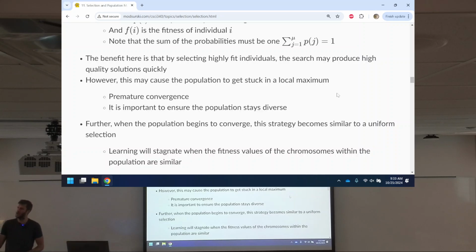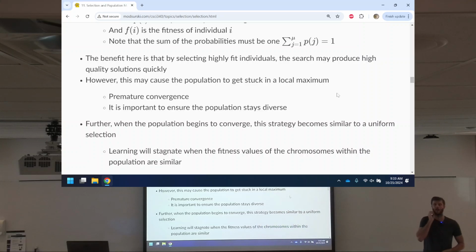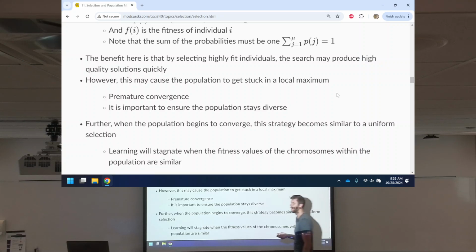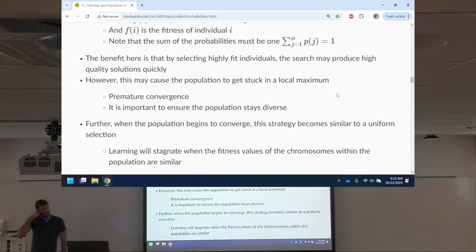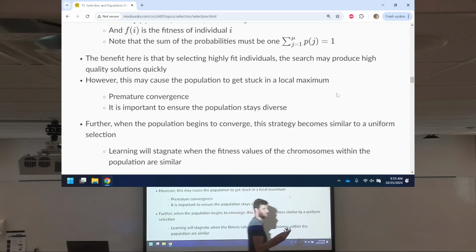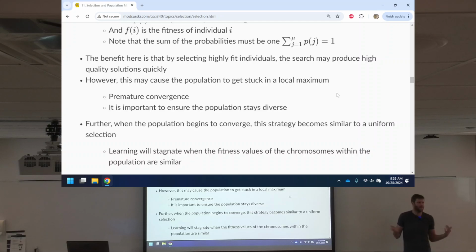But there are issues with this selection, and when I'm pointing out these issues, I'm not saying that these are detrimental issues that because of these issues you should therefore not use this. No, no, no, no, no. These are just things to keep in the back of your head. It does get stuck at local maximum because what will happen is as the population converges, everyone's fitness becomes more and more similar, meaning that you effectively have a uniform selection. Which, okay, not necessarily bad, but kind of bad.